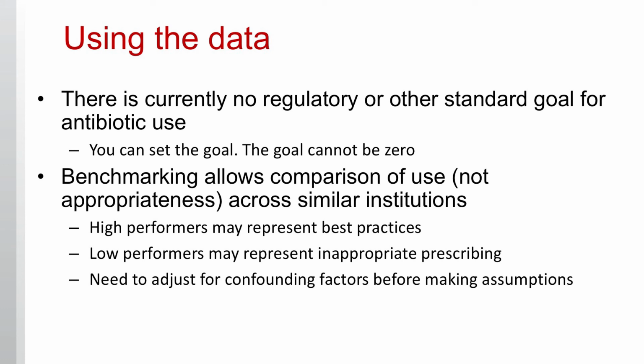So in summary, there's really no clear benchmark for use of antibiotics. You can set the goal. It shouldn't be 0. If you submit to NHSN, you'll have the advantage of having national comparators. So hopefully we'll get there, so that most of the facilities will be able to submit that in time. And then we can say that the high performers may have best practices and the low performers may have more inappropriate prescribing, and breaking it down by units where you're high can help improve those. So there are those different categories.